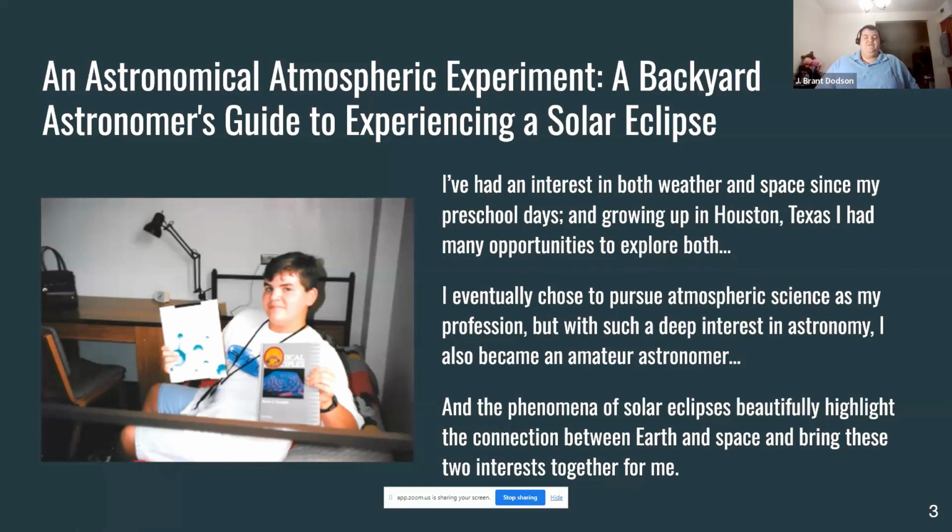So even though astronomy and atmospheric science are considered two separate fields, there are many overlaps between the two, like there commonly are in science. There are discrete fields in science, but there's a lot of overlap between them. In astronomy and atmospheric science, solar eclipses are one of those events that really bring the two together. So I find them fascinating from a scientific perspective as well as from just a human perspective. So I'll talk a little bit about eclipses.